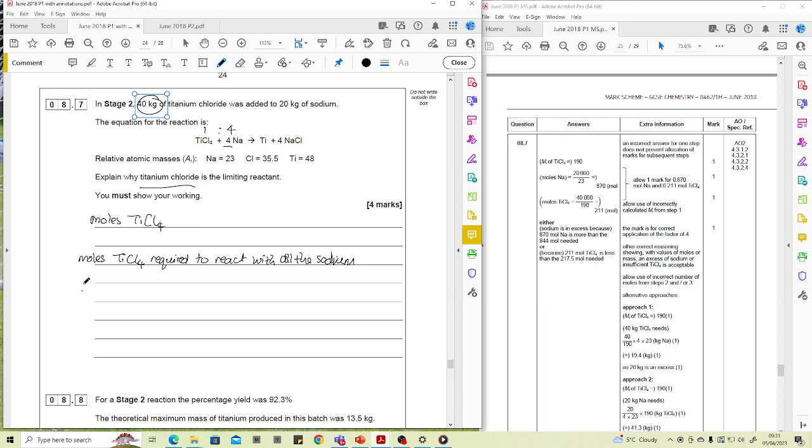Okay, and then we'll find out whether that's enough or not. So the moles of titanium chloride and the moles of sodium, so we do need to find out the moles of sodium as well, so let's do that up here as well. Moles of Na. So the moles of titanium chloride, what equation are we going to use? Moles equals mass over Mr. So I'm going to convert to grams.